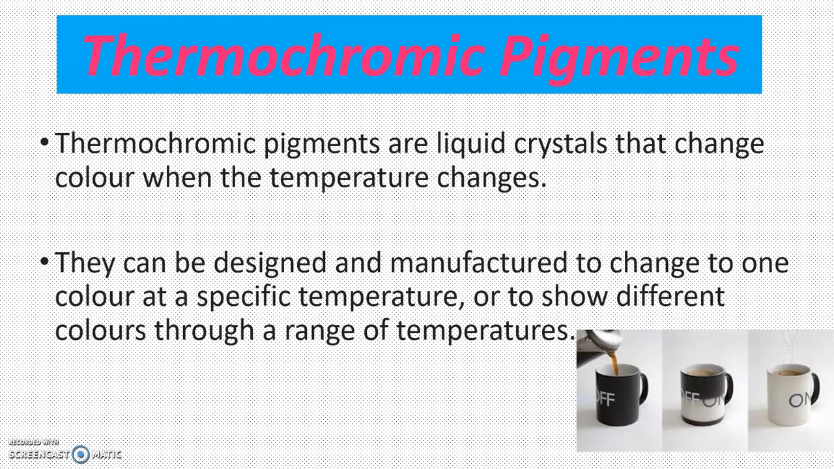They can be designed and manufactured to change to one colour specifically, so you can go from like white to grey to black, or it can change to different colours depending on the range of temperatures. So it can go straight from white to black, or it can go a range of different colours, and you can make it whatever colour you want. As you can see, I've added a wee photo here of a colour changing mug. That is thermochromic pigment. So it goes from black, you put the heat onto it, and it turns white.